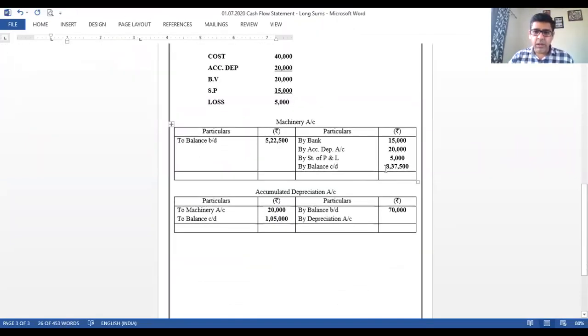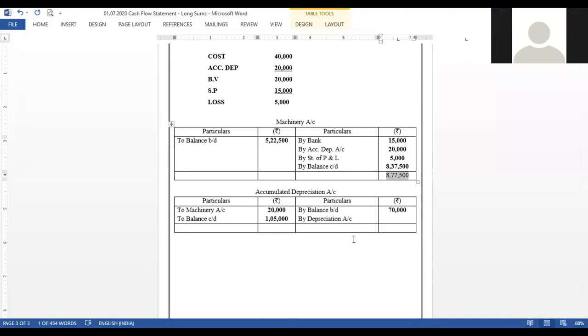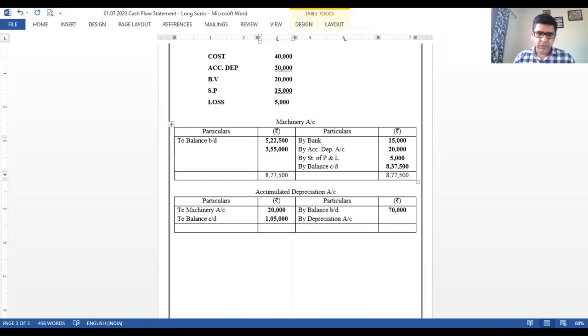Fine. Let us have the total on the credit side of machinery. 837 plus 40. It will be 877,500. Okay. So this 877,500 will be totaled over here. And can you tell me the difference now? 3,55,000. Okay, so that's the purchase.